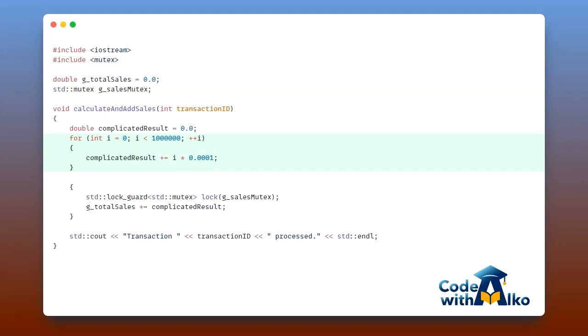There's no waiting. Then only when we have our result and are ready to update the shared total sales variable do we open a new scope with those curly braces. Inside that small block, we create our lock guard. The lock guard is acquired. We perform the one single addition that needs protection and then we hit the closing brace. The moment we exit that scope, the lock is immediately released.